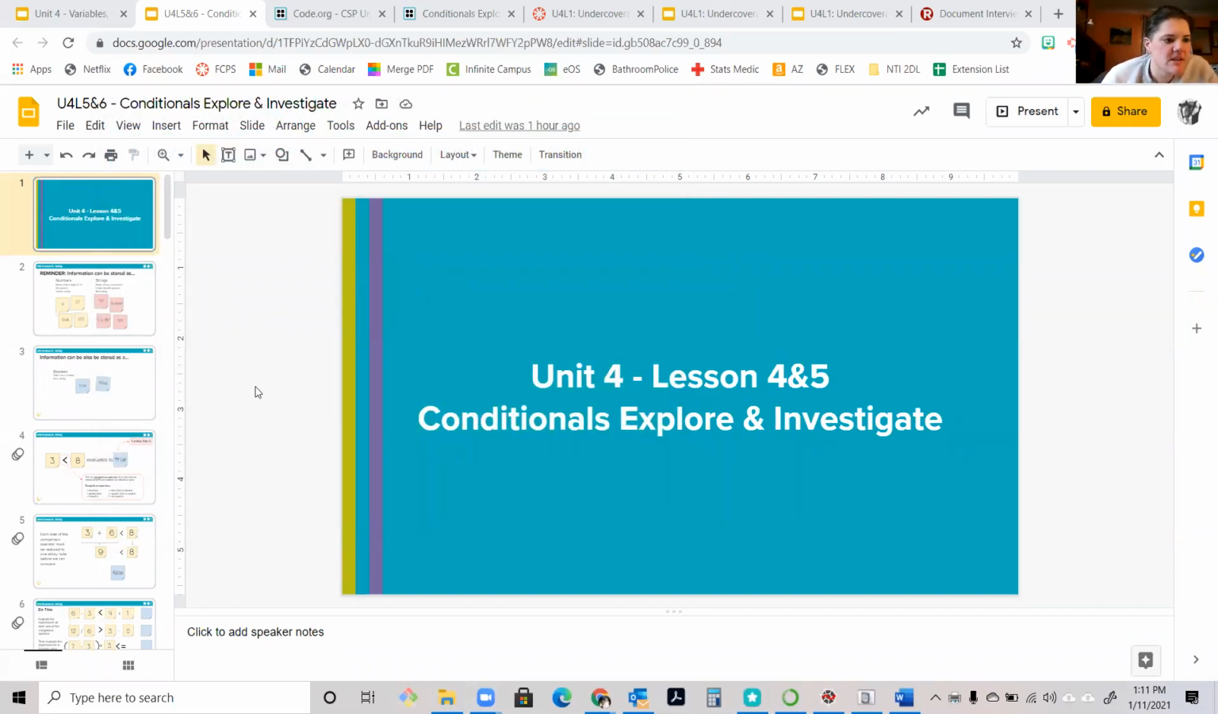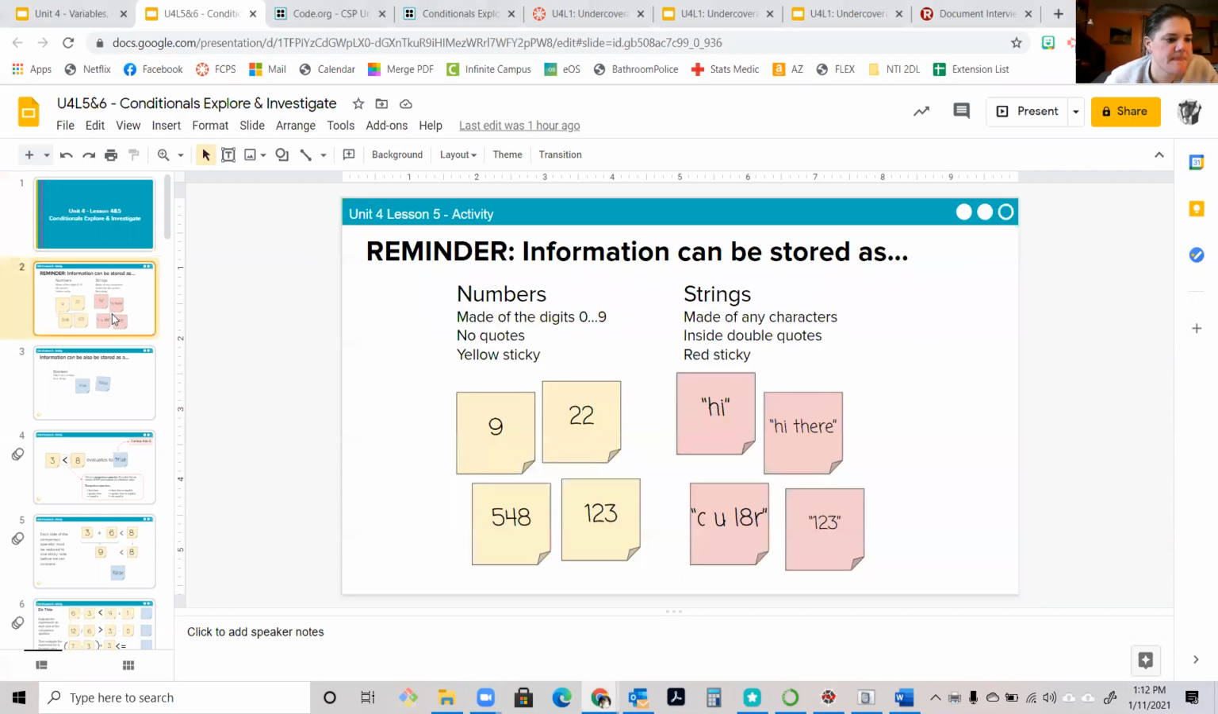We are going to talk about lesson 5 and 6 of unit 4. This is the introduction to conditionals.